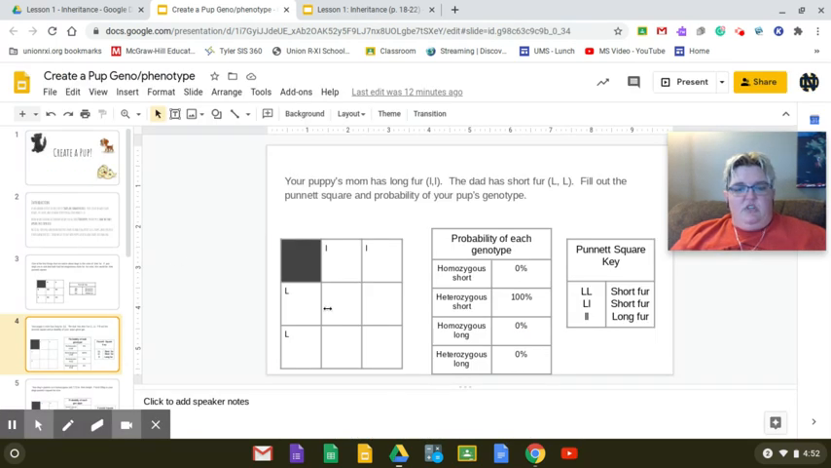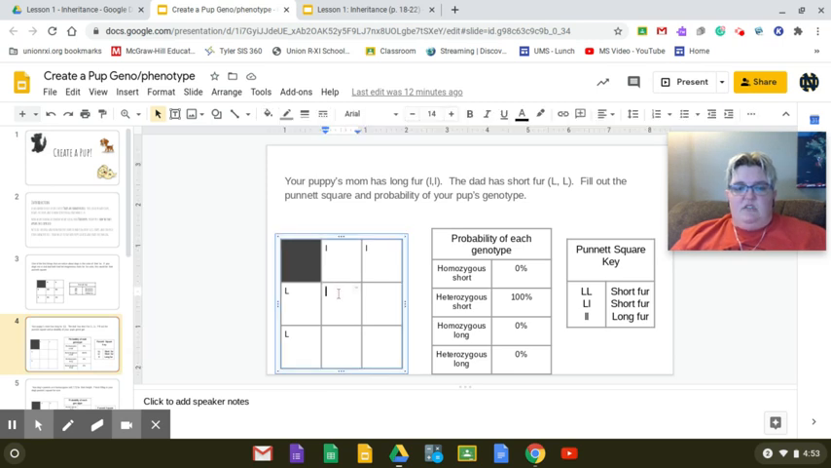All right, so what you're going to do is you're going to be typing in the boxes what its genotype is going to be. What are the letters that are going to be in here? Okay, so for this one here, remember these letters come straight down, these letters go across.